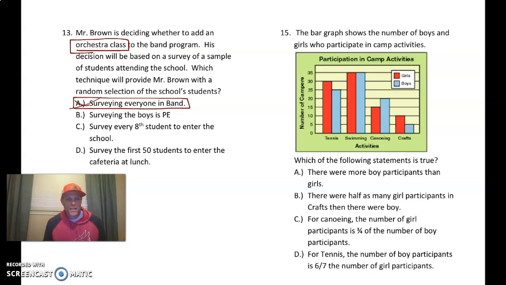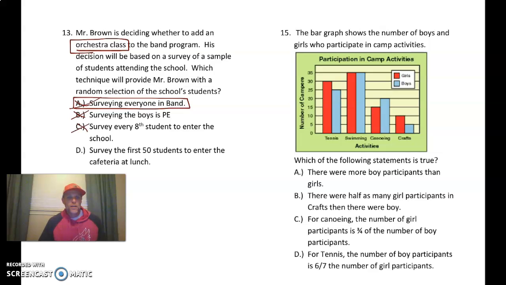Okay, so let's look at B. What about going to a PE class and surveying all of those kids? Is that completely random? It's actually not. Why? Because you're choosing a class, you're only choosing specific kids in PE to survey. It has to be 100% random, like reaching into a bag and pulling a marble, which is random. C, survey every 8th grade student to enter the school. Is that random? No, because technically you're still picking certain kids. You're picking 8th grade kids, and that is not random.